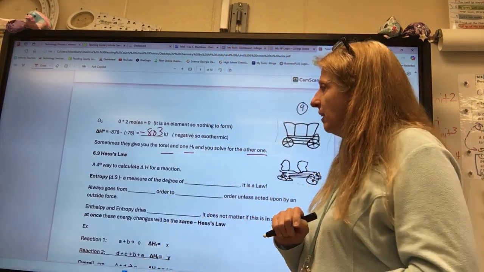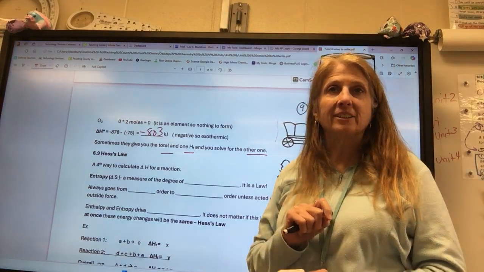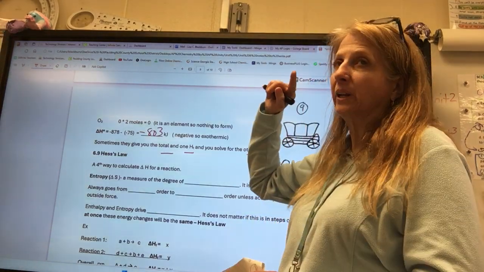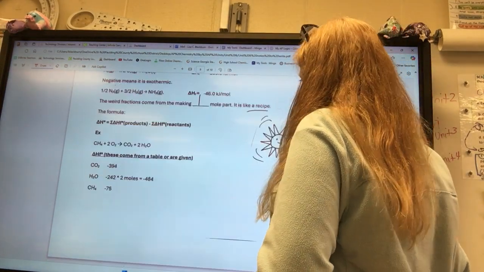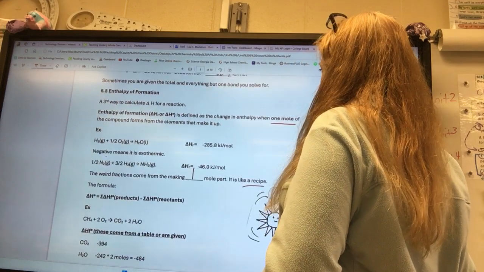Okay? Last section, Hess's law. And you learned this a little bit in honors in my class. I don't know if Gordon did it or not. But we'll go a little further with it.